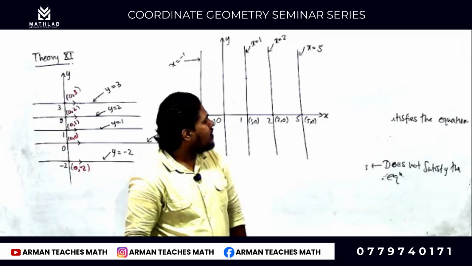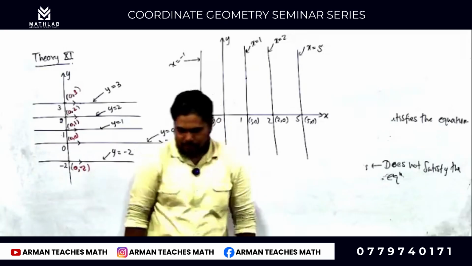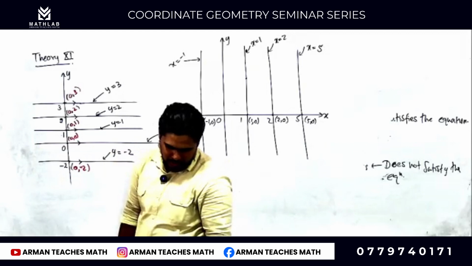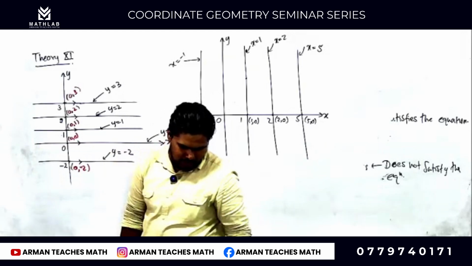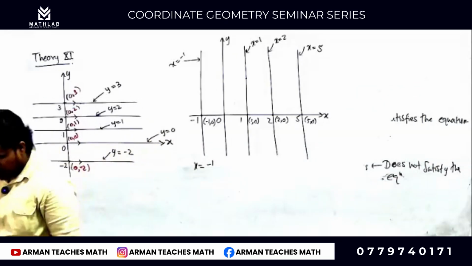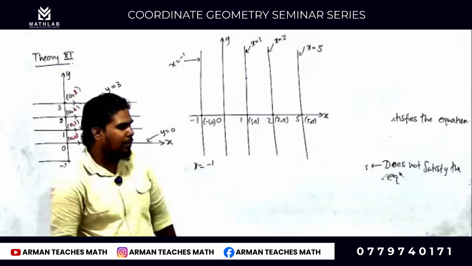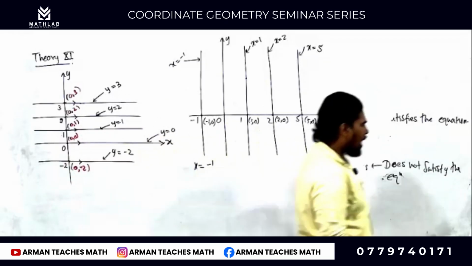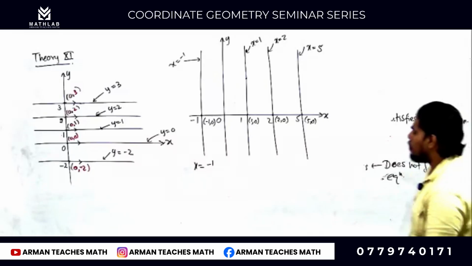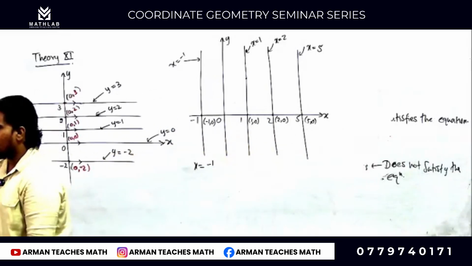Separately, x equals 5 is the straight line that passes through the point (5, 0) and is parallel to the y-axis.